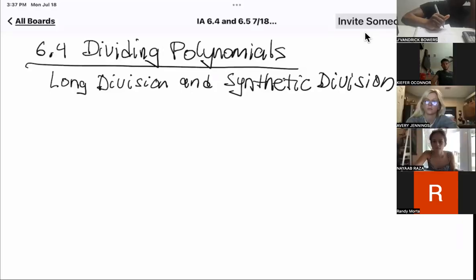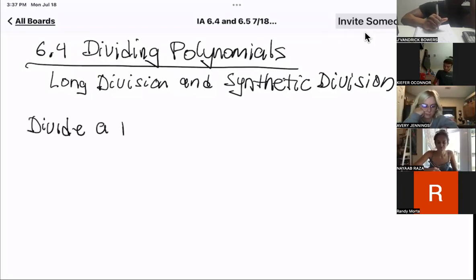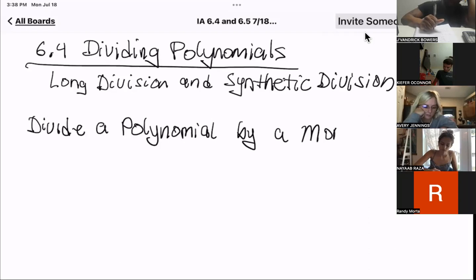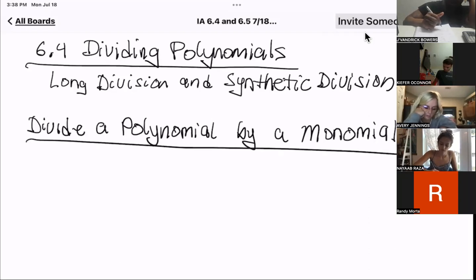Okay. So first we're going to divide a polynomial by a monomial. I feel there's an easier way to divide a polynomial by a monomial without doing long division. And let's look at a problem.